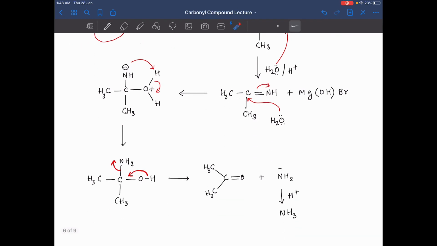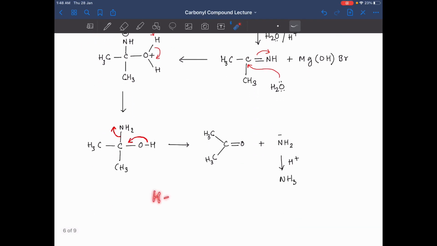Okay, so suppose you use hydrogen cyanide, in that case what will be the product? If you are reacting hydrogen cyanide with methyl magnesium bromide, in this case the product will be CH3CHO.